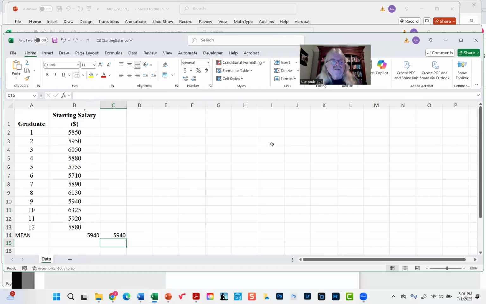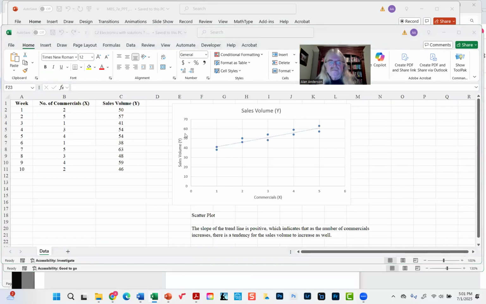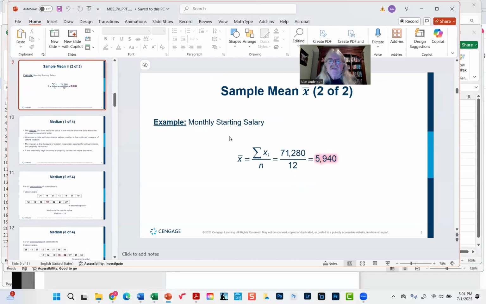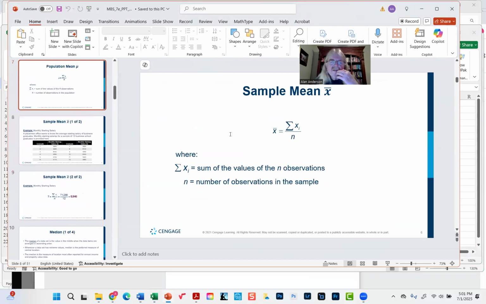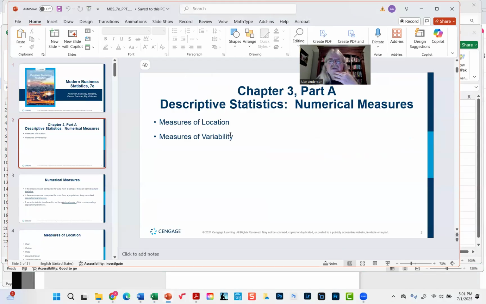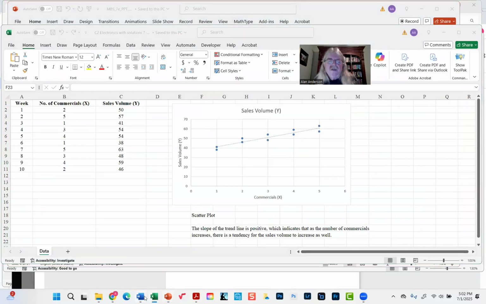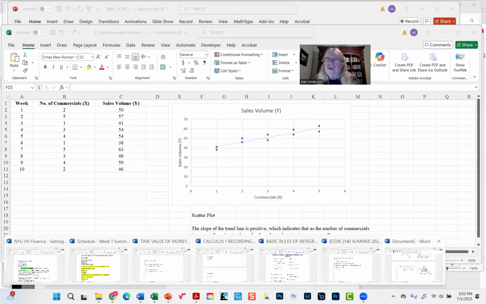So that means that on average in this group, the starting salary was $59.40 per month. Now, if you go back to the beginning of this chapter, there's a list of the measures of location that we'll be interested in. So we're basically done analyzing the mean for the time being. Now we're going to turn our attention to something called the median. The median is a little bit trickier to deal with, but it does have a lot of advantages.